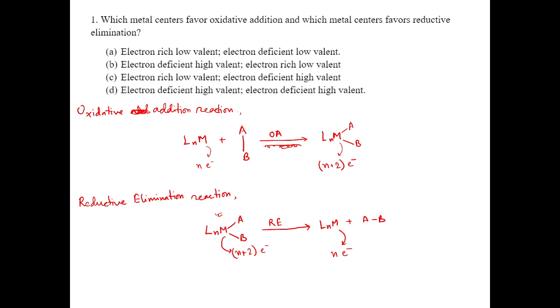If it is high valent, that means the metal complex is very crowded with very bulky groups, then there is a high tendency that the metal complex will go through the reductive elimination process, and the AB will go out from the metal center. Okay, let's go to the next question.